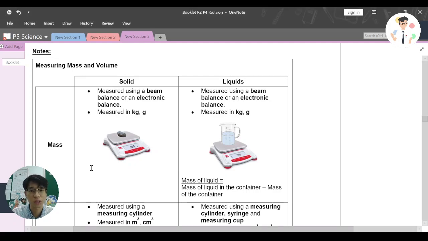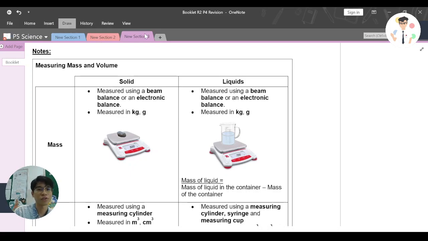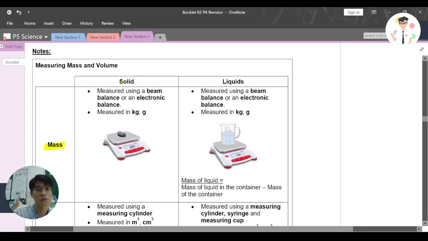So let's look at solid. How do we measure the mass of the solid? We usually use the beam balance or electronic balance. It depends. For example, you can see I have this electronic balance here. Then you put, for example, I want to measure this stone, so I just put the stone here. Then the beam balance or electronic balance will show the unit here.